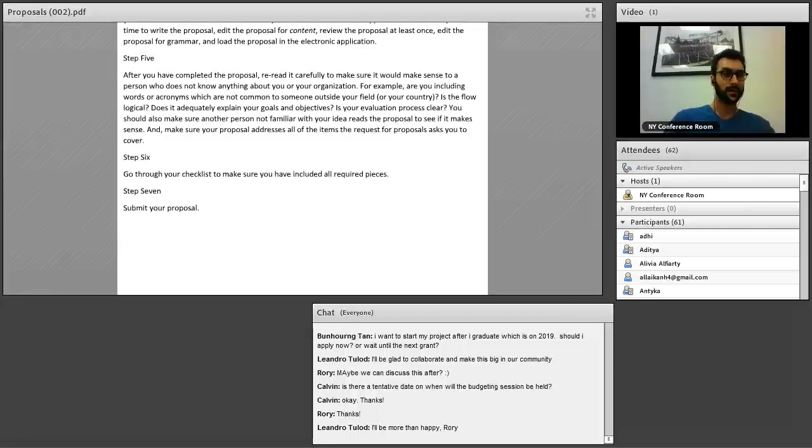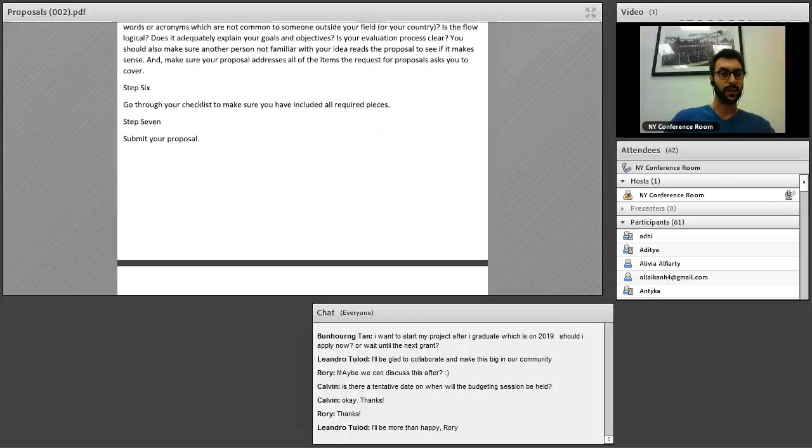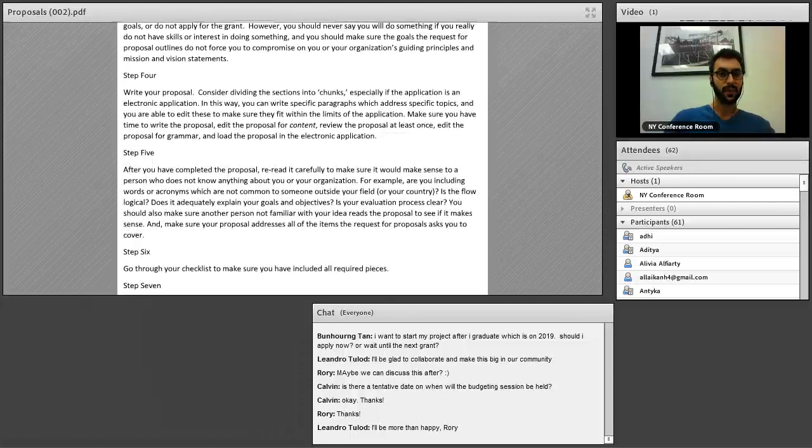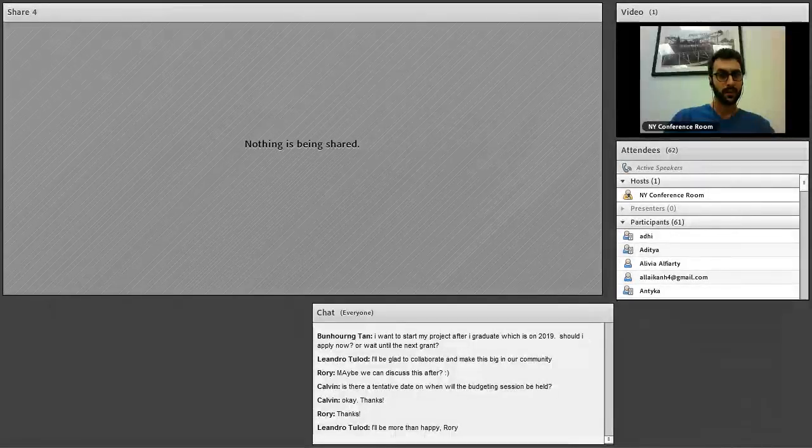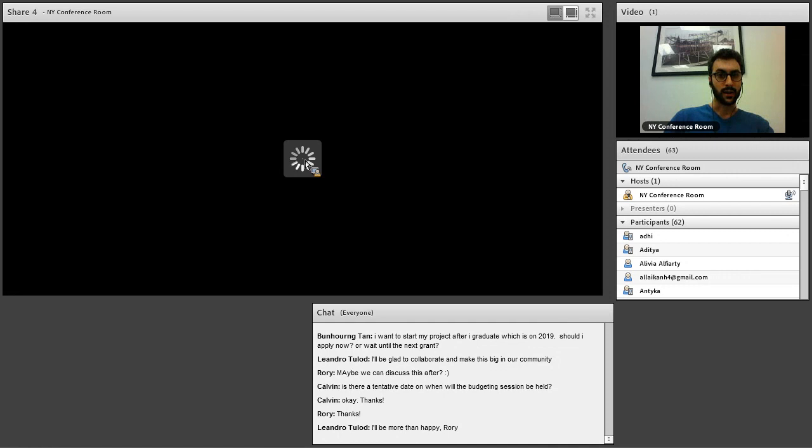And then step 6, go through the checklist, make sure you've included all the required pieces, and then submit your proposal. So that is a general overview of what a proposal would be. Now we're going to go into it, let me see if this works.